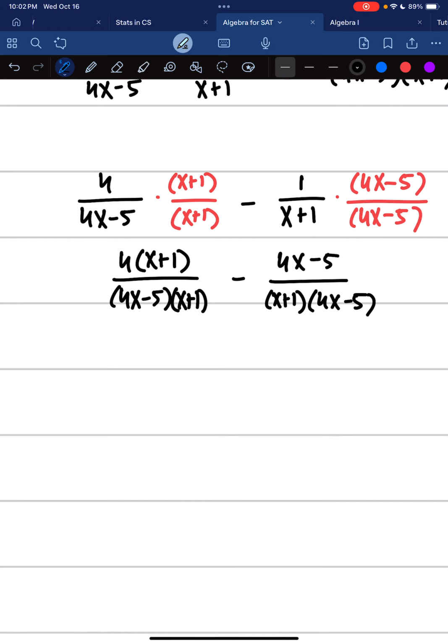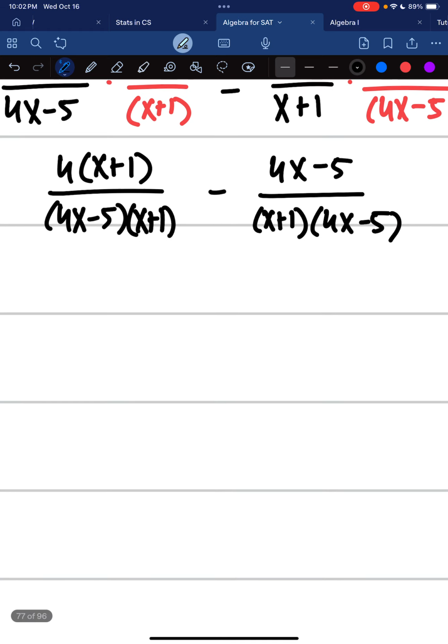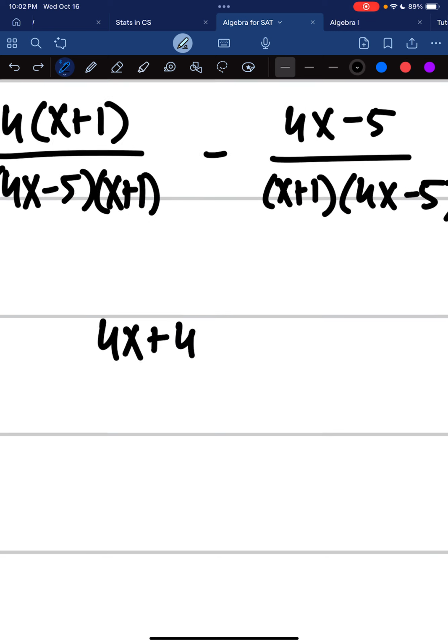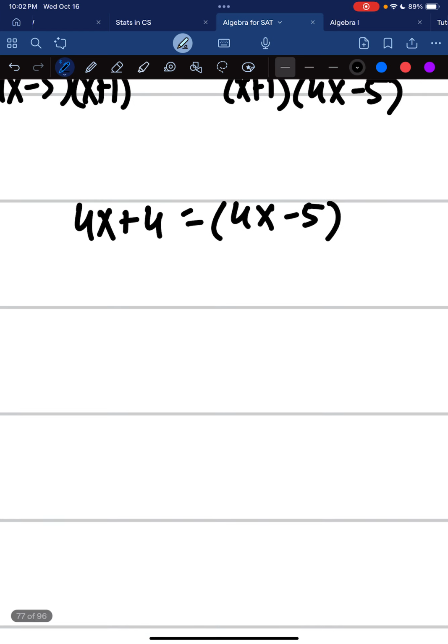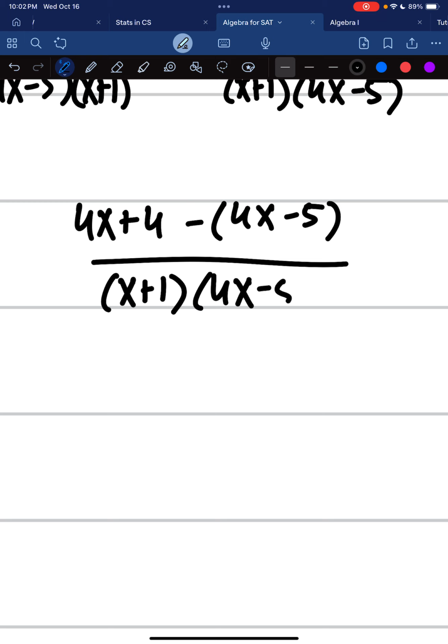Okay, so now that both of these fractions have a common denominator, I can combine them. I'm going to multiply out this 4 times x plus 1, so if I distribute that, it becomes 4x plus 4. And when I'm subtracting these, I'm going to apply this negative sign to this entire numerator. So I'm going to write this as minus 4x minus 5, so this negative sign applies to both of these terms. And then all this is going to be divided by x plus 1 times 4x minus 5.